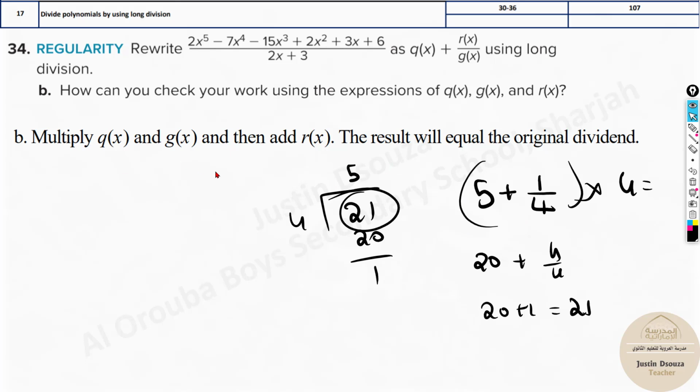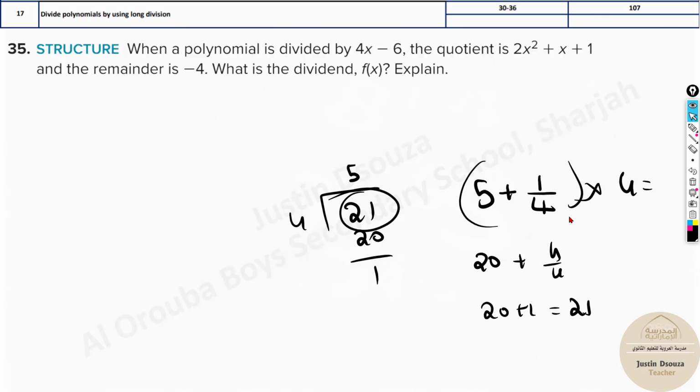That's the thing. You first multiply and then add the remainder. After you multiply, just add the remainder, sorry. Now, another way is, what is this? 4 times 5 and then you add this 1 up. That's the answer.